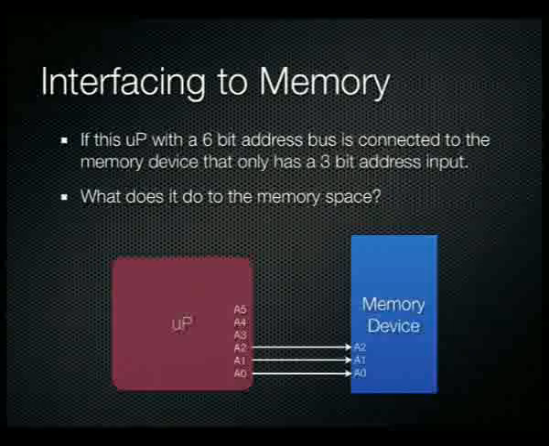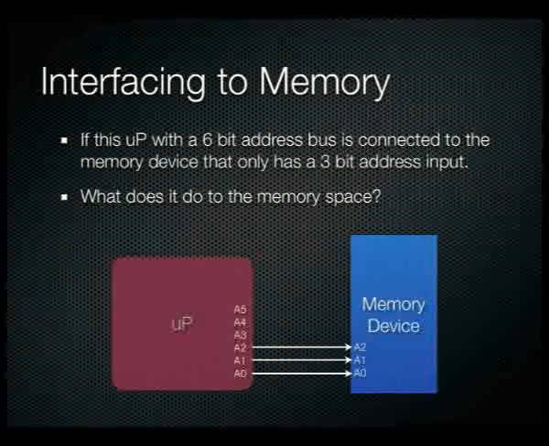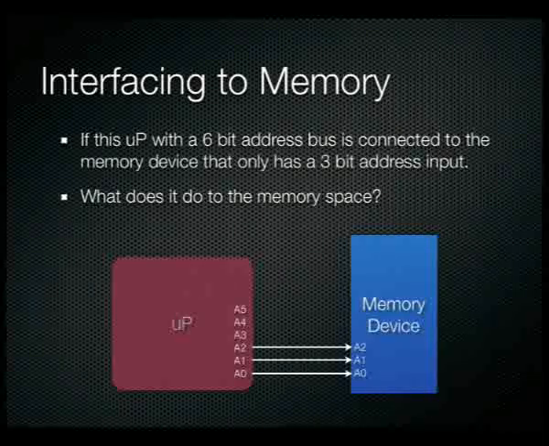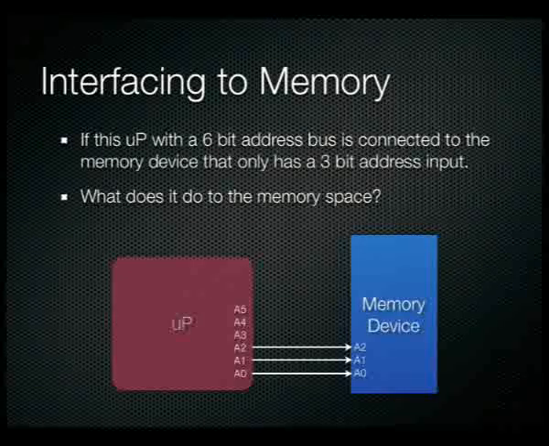So if we have a microprocessor with a 6-bit address bus and we connect it to a memory device that only has a 3-bit address input, what does this do to our memory space? If we only connect up the lower 3 bits in this situation, what happens to our memory space?